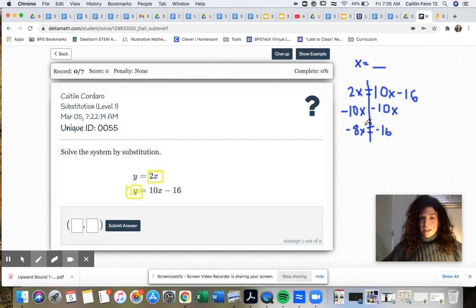And now if I want to get x by itself, I don't want to get rid of the x. I want to figure out what 1x equals. So I have negative 8 x's. I'm going to do the opposite operation. This is negative 8 times x. So I'm going to do divide, which is the opposite. So negative 8x equals negative 16, and negative 16 divided by negative 8 is a positive 2. There we go. X is by itself.